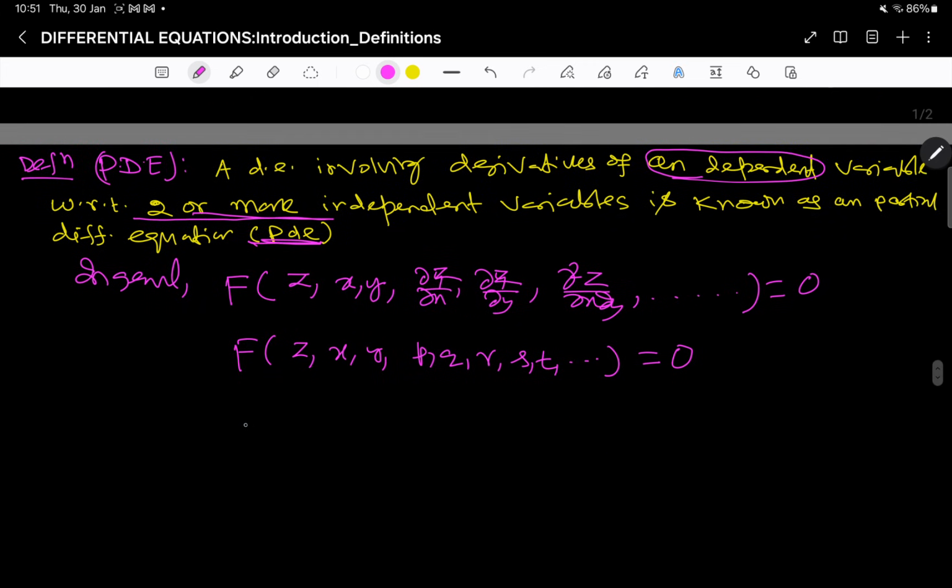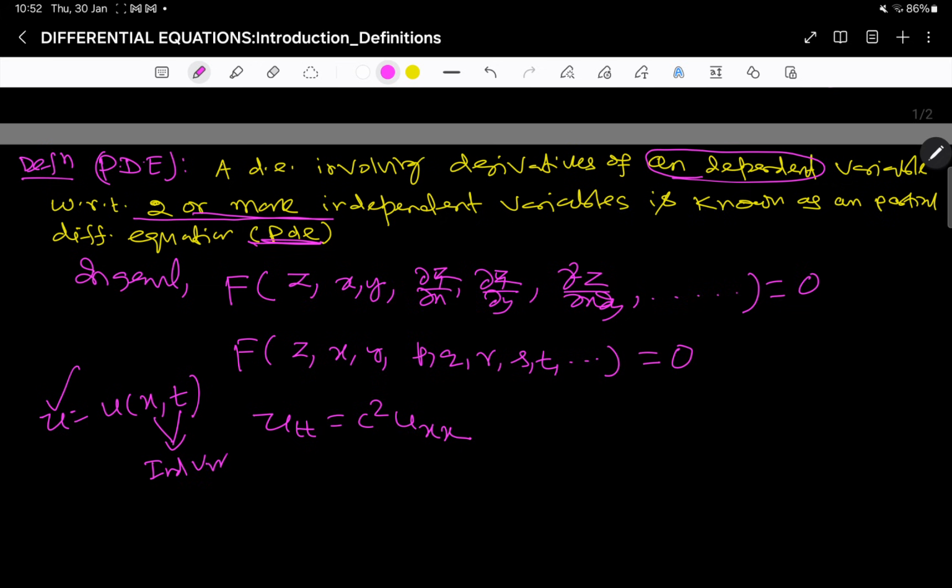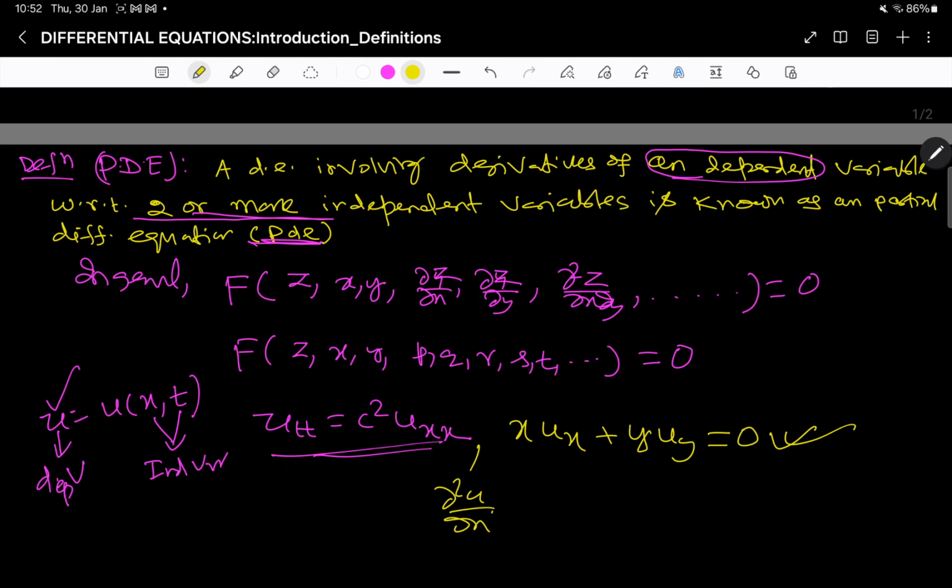If I write utt is equal to c square uxx, here u is a function of x and t: one dependent variable and two independent variables. If I write x ux plus y uy is equal to 0, this is also a PDE. Del square u by del x square plus del square u by del y square is equal to 0, this is also a PDE. These are examples of the PDE.